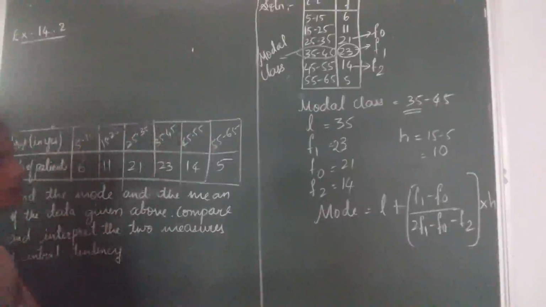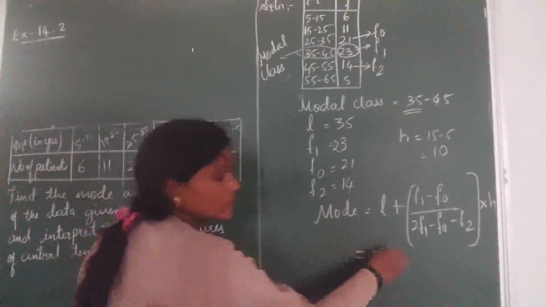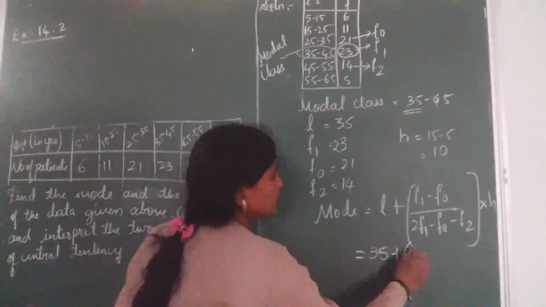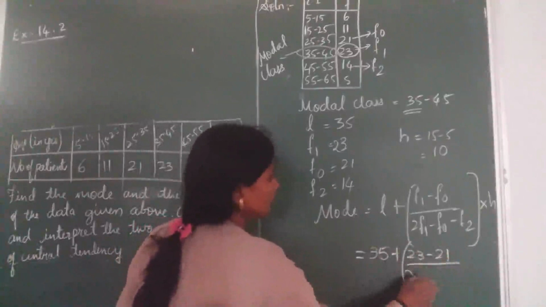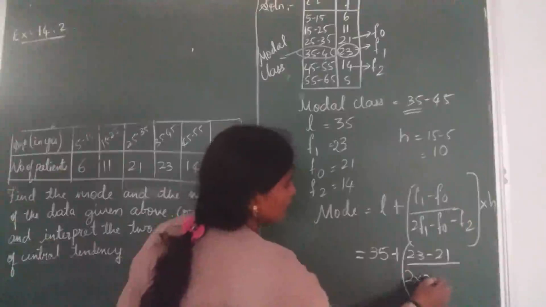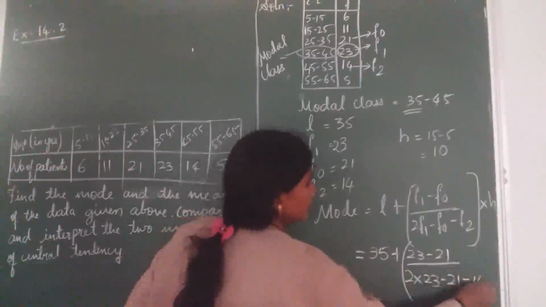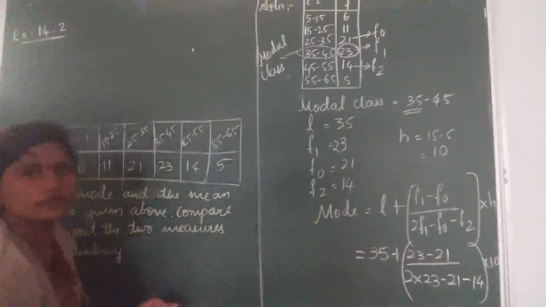So L is nothing but 35 plus, F1 is 23 minus F0 is 21, 2 into 23 minus 21 minus F2 is 40. So into class size is 10.